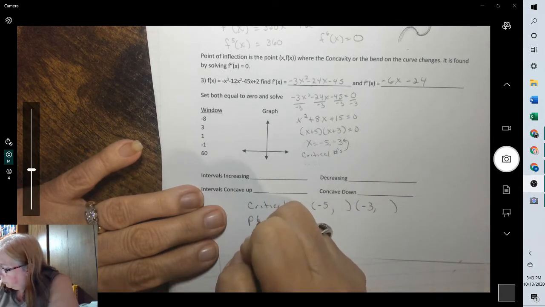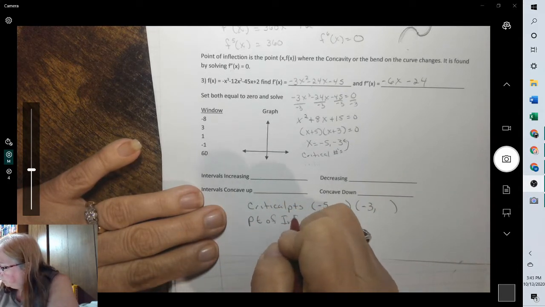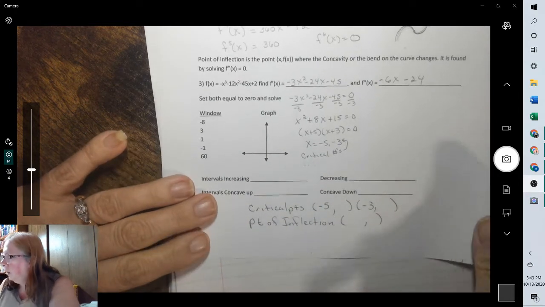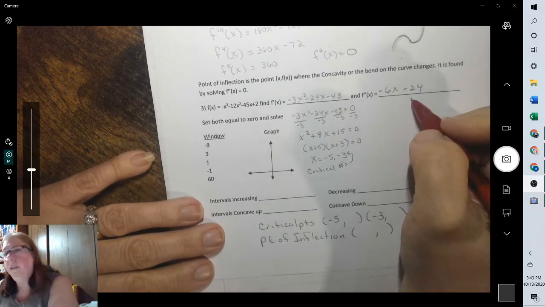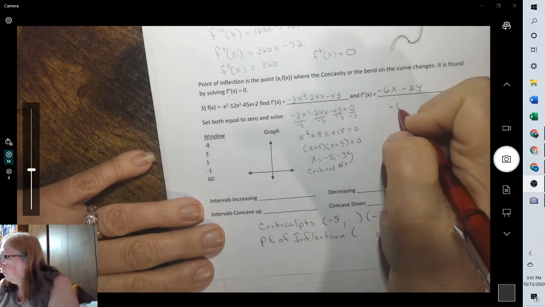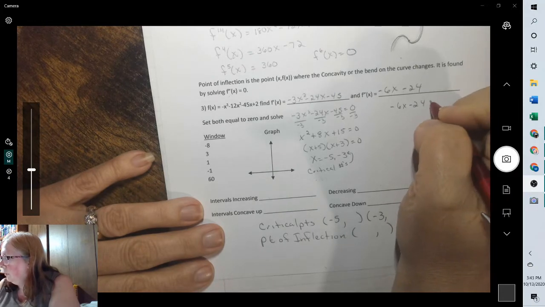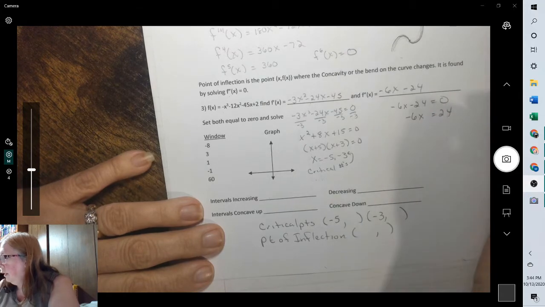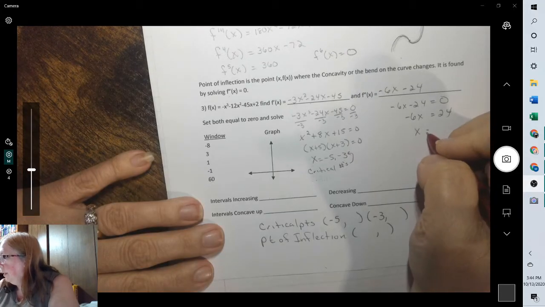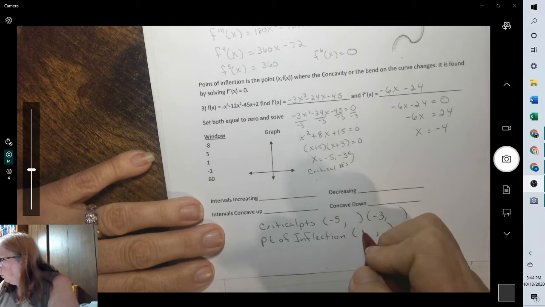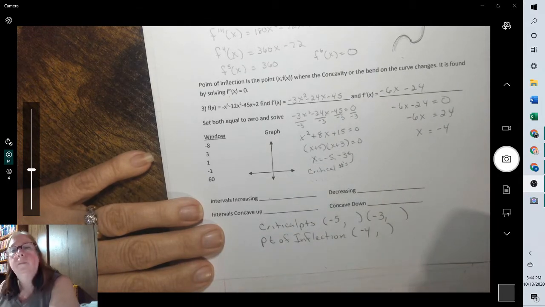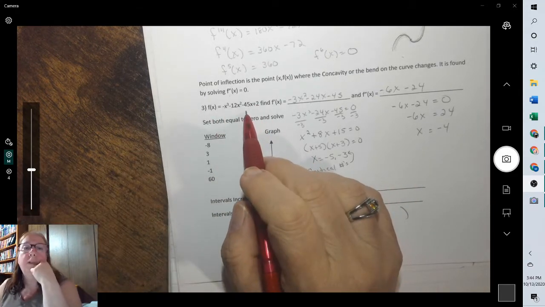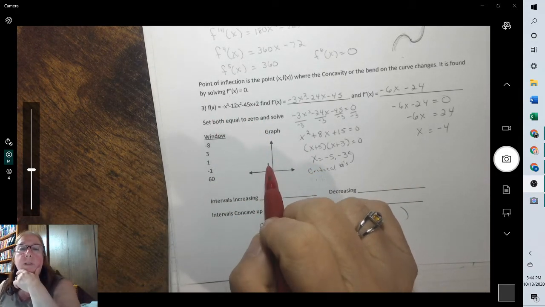We also need to find the point of inflection. To find the x value for the point of inflection, we take the second derivative and set it equal to 0. Add the 24 over and then divide by the negative 6 and get a negative 4. So these are the x values. To find the y values, you plug them into the original.